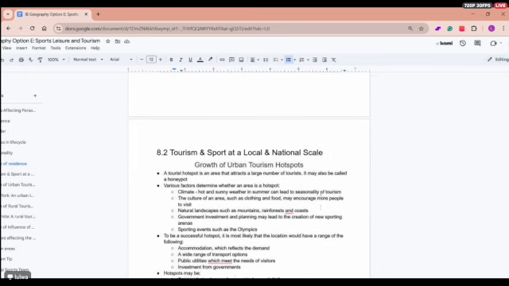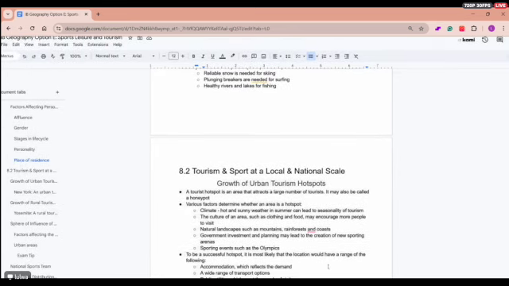Before we move on to 8.2, does anyone have any questions about 8.1? Like the section I just mentioned. Any questions so far? All right, awesome. Then I'll move on.